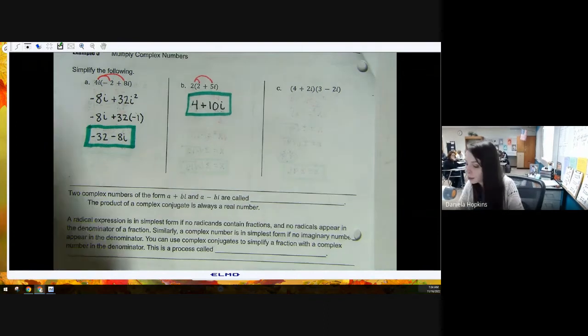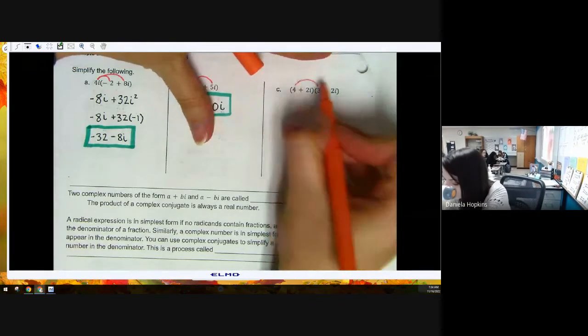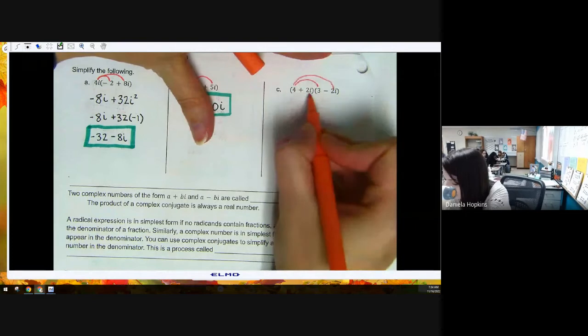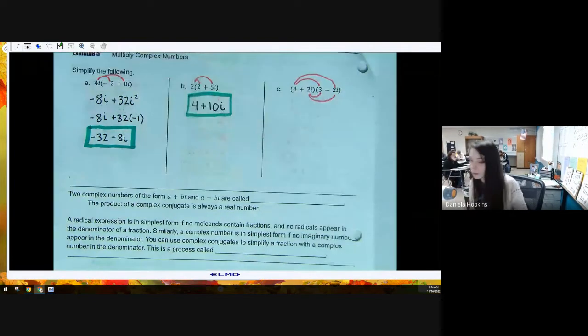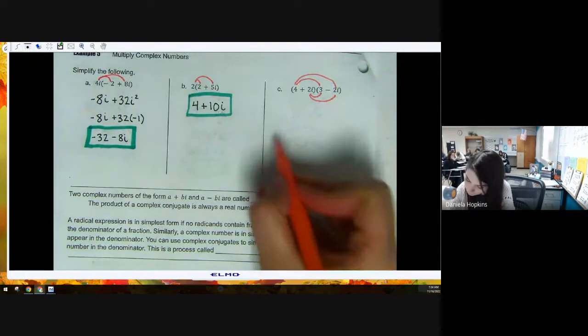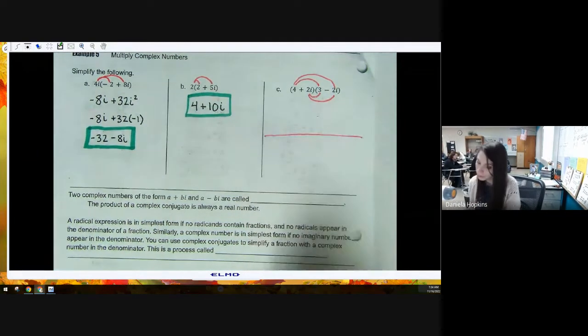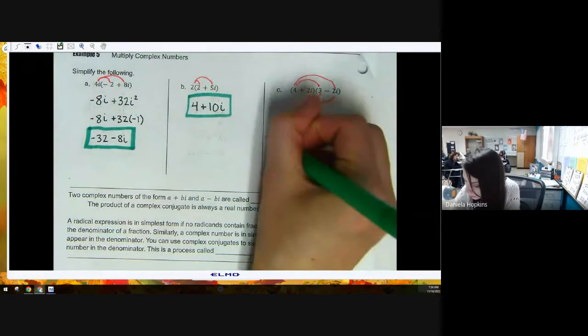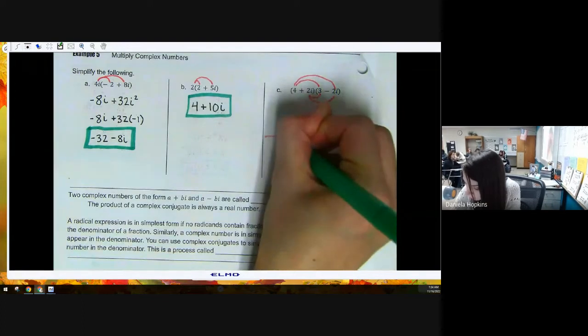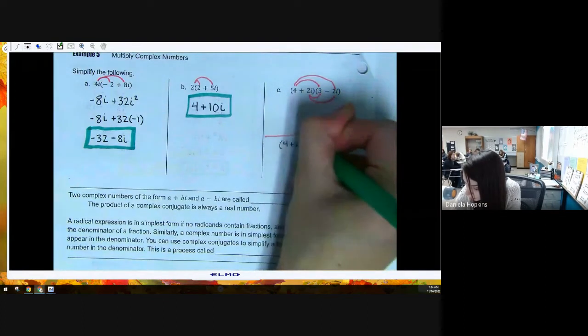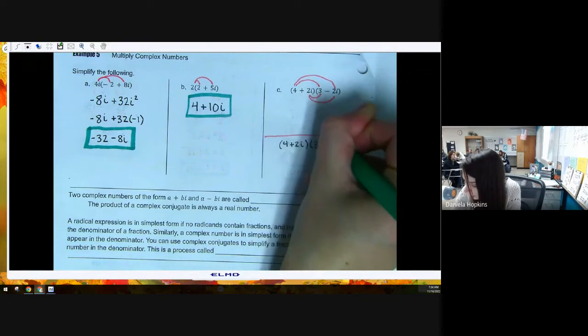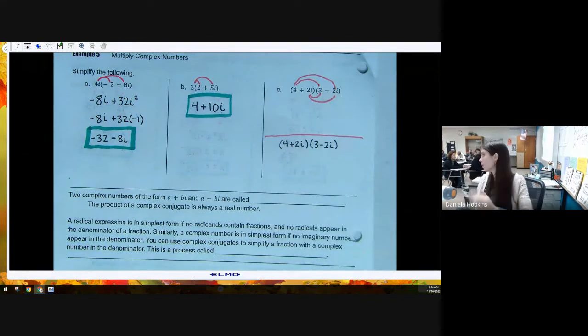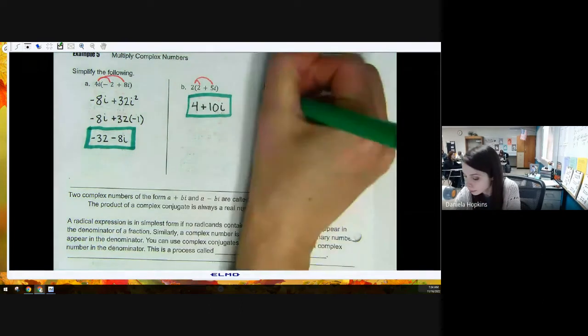Do you guys remember doing that? So it'd be like first, outside, inside, last. That's FOIL. I'm going to split this in half. I'll do it twice maybe. I personally like the distribution method. That's where you just take the first term times the second parenthesis, and then the second term times the second parenthesis. I'll show both because it's been a little while. So FOIL up here.